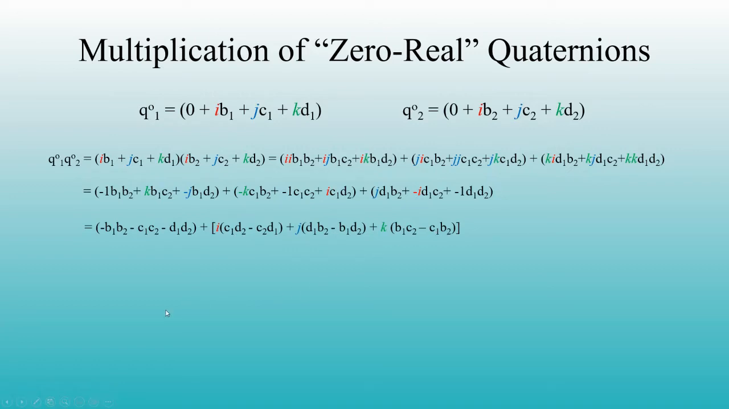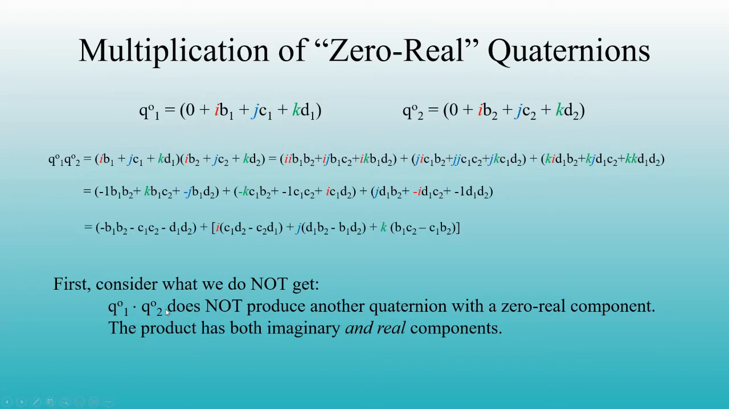The first thing to note is what you do not get. You do not get another quaternion whose real component equals 0. When you multiply Q01 by Q02, you get an i squared, a j squared, and a k squared term, all of which are real, and they are shown here. Note that they are all negative. The second thing to notice is that for the IJK terms, one term within each set of parentheses is always positive, and one term is always negative. This is due explicitly to Hamilton's cyclic and anti-cyclic multiplication rules for the IJKs.